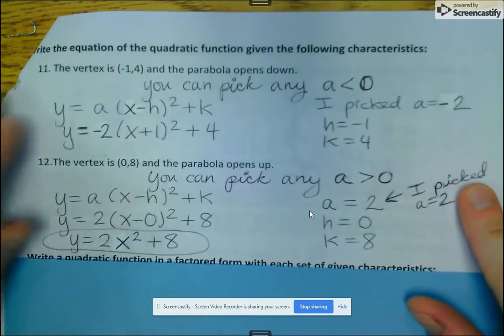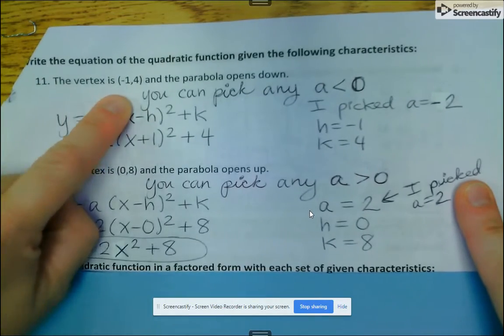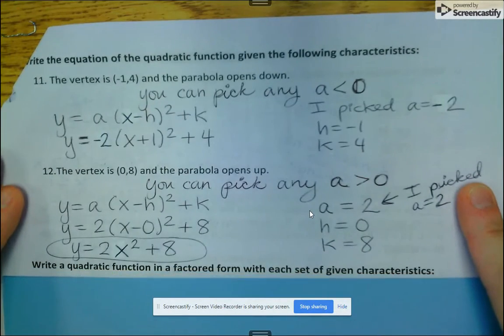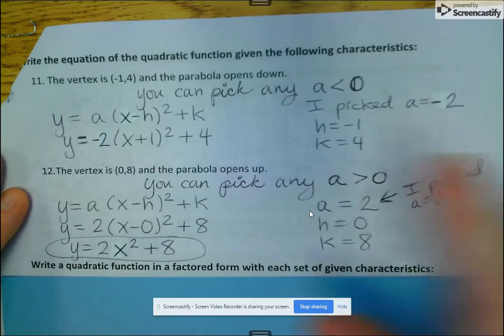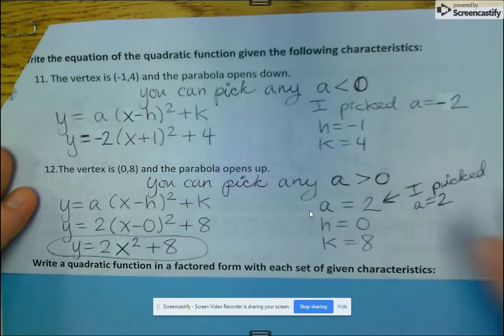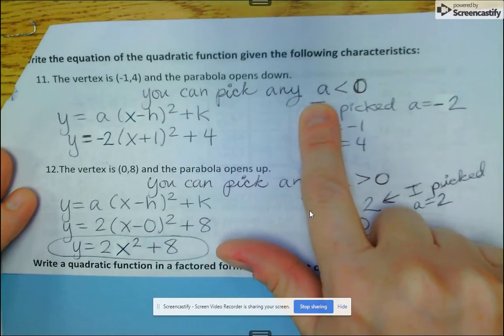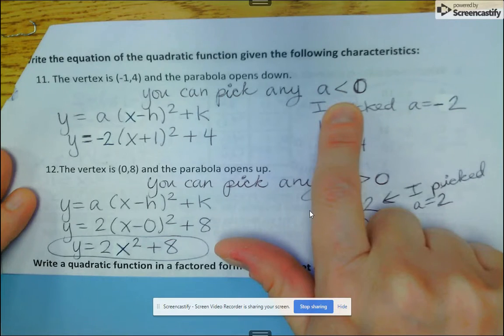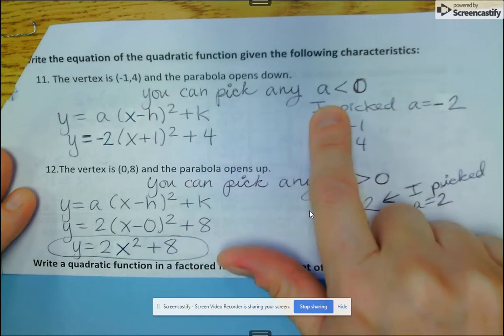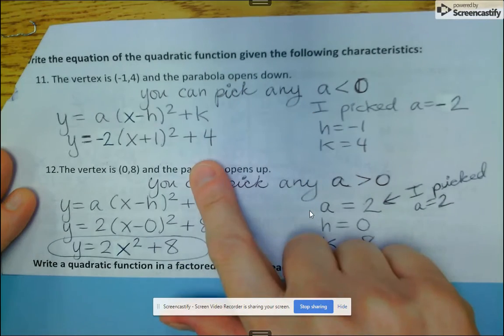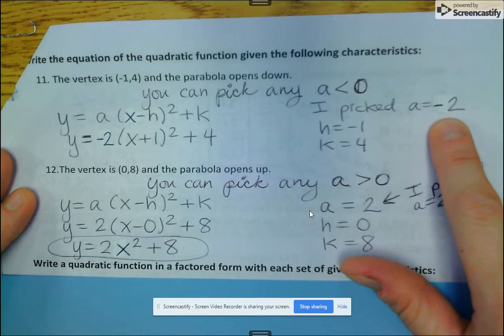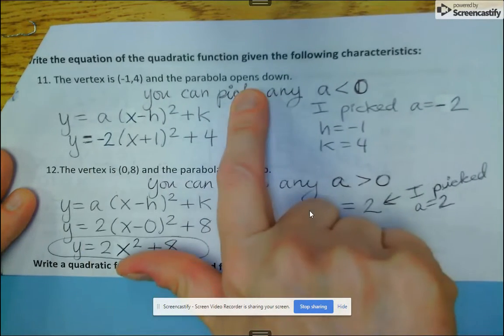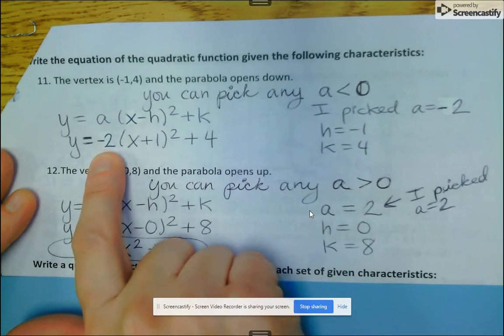Okay, so for these, it says this vertex, the parabola that opens up. So you're supposed to put it in vertex form and the parabola that opens up. So that means you can pick any A that is, this one's opens down. You can pick any A that is less than 0. So I just picked -2. You can pick any A. You could have picked -5, -3, -1. It doesn't matter. It's just the negative value here will make it point down.